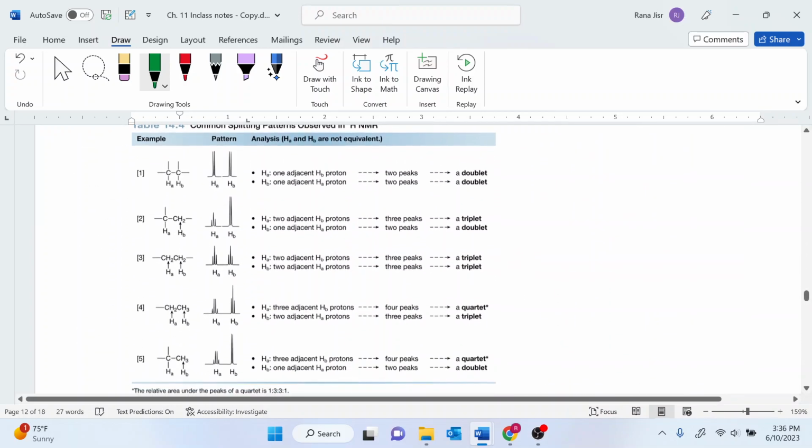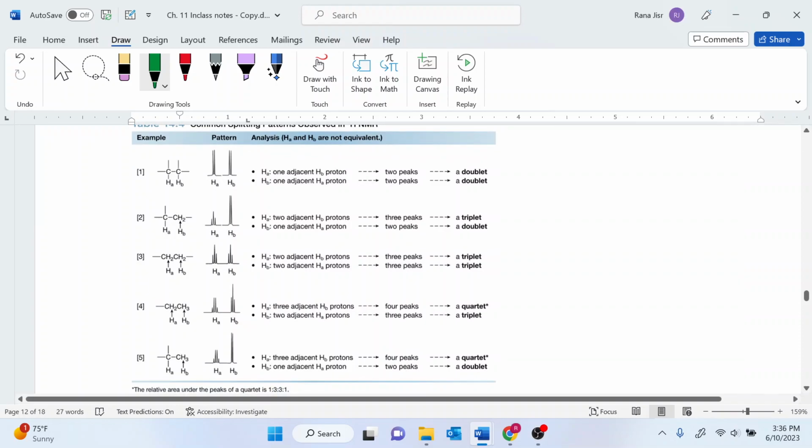These are the common splitting patterns. I don't want you to memorize, but it's really helpful to know that if you have 2 doublets, then you have 2 hydrogens that are connected to each other. If you have a triplet and a doublet, a doublet means that the neighbor is 1 hydrogen, plus 1. This is going to be a doublet. A triplet means that the neighbor is 2 hydrogens. So always apply the N+1 rule in there.